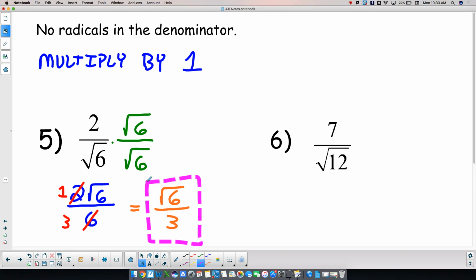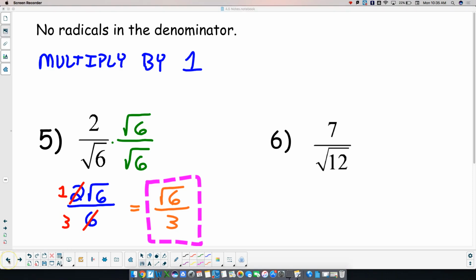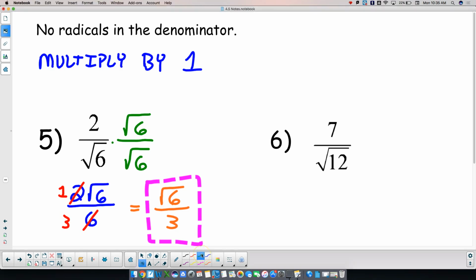What I'd like you to do now is number 6. Most of you, I'm guessing, chose the square root of 12 over the square root of 12. And that's fine. Is there another option here? There is. If I multiply by the square root of 3 over the square root of 3, still equal to 1, correct? So it's still legal.